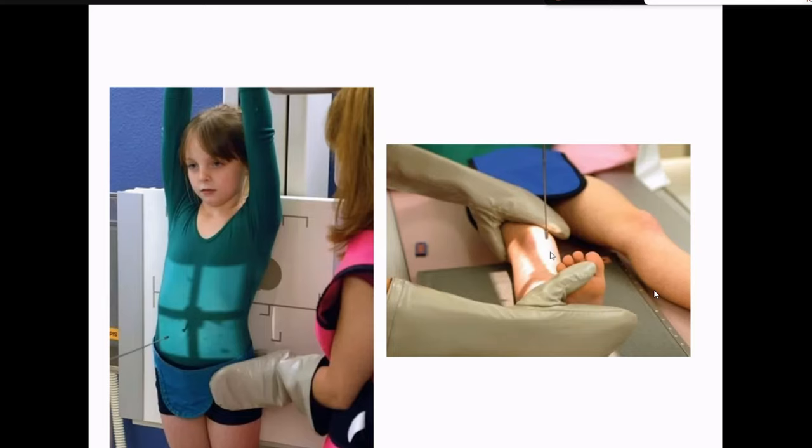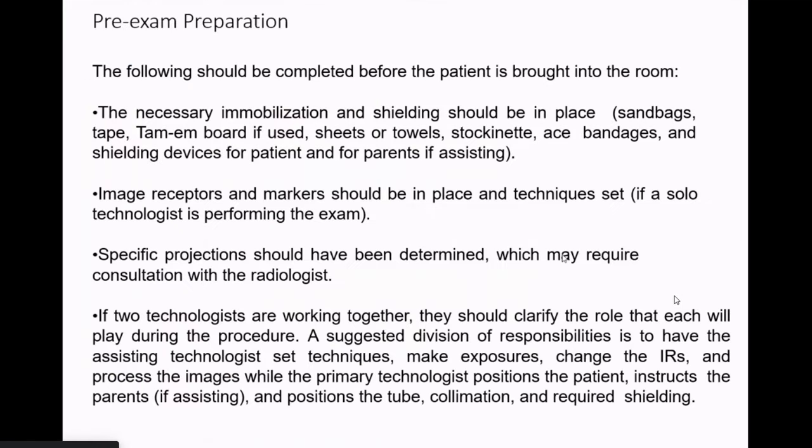If we are doing a chest radiograph or abdomen radiograph, then we have to cover the thyroid gland as well as the gonads. So this is again an important step, that is the pre-exam preparation for pediatric radiography. The following should be completed before the patient is brought into the room. That is, the necessary immobilization and shielding devices should be in place.